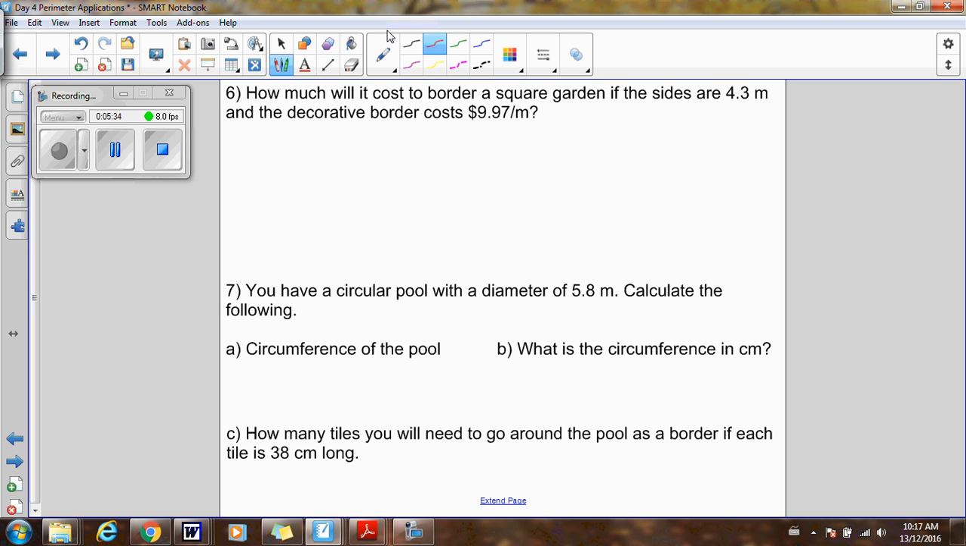Okay. Question 6 here asks how much will it cost to border a square garden. Okay, so remember this is a square, and square here has all sides the same. Okay, they tell you that the length of this square is 4.3 meters. So every side is 4.3 meters. And they want you to find out how much it will cost if each meter costs $9.97. Okay, so just like before, we're going to find the perimeter first, 4.3. We're going to multiply by 4 because there are 4 sides, and the answer there is 17.2 meters.